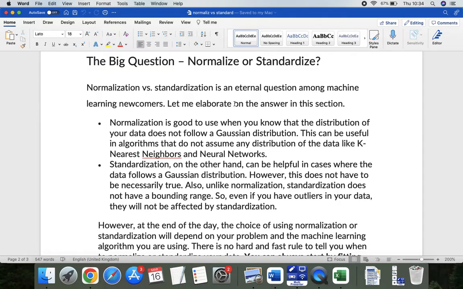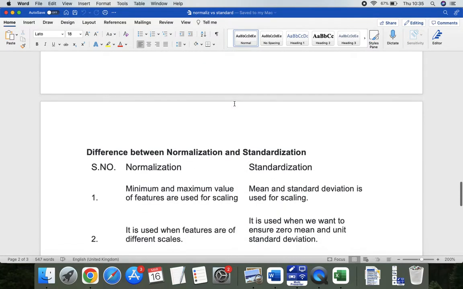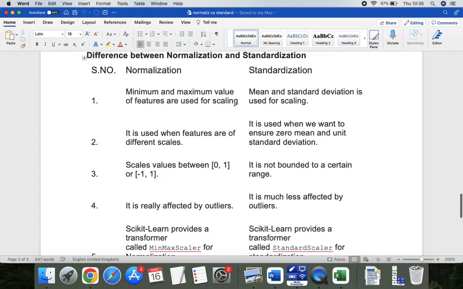But when your data is already in a Gaussian distribution or normal distribution, that means it has a kind of zero skewness. It has a nice, beautiful curve on both sides. So you go for standardization. We only want to scale down the distribution of the data rather than the whole data itself. Okay, these are some of the key differences.